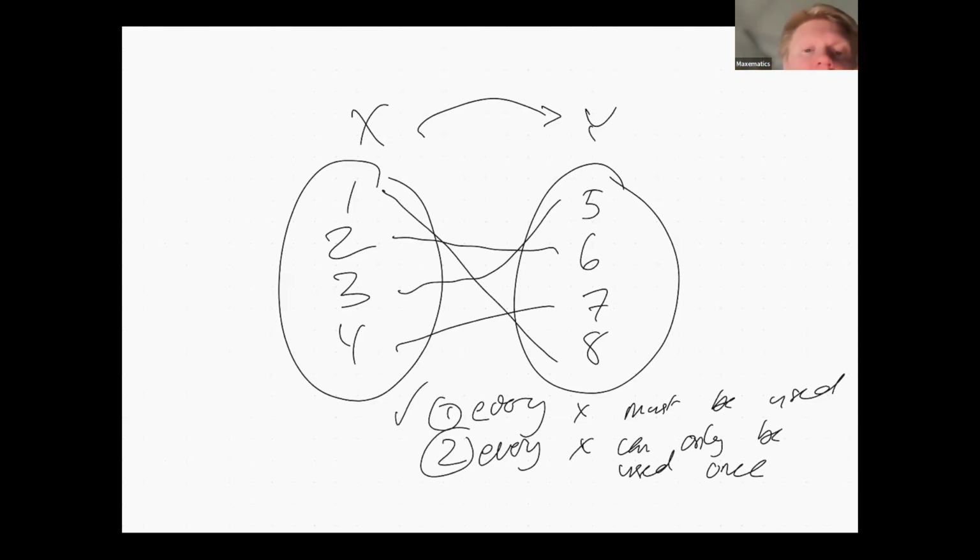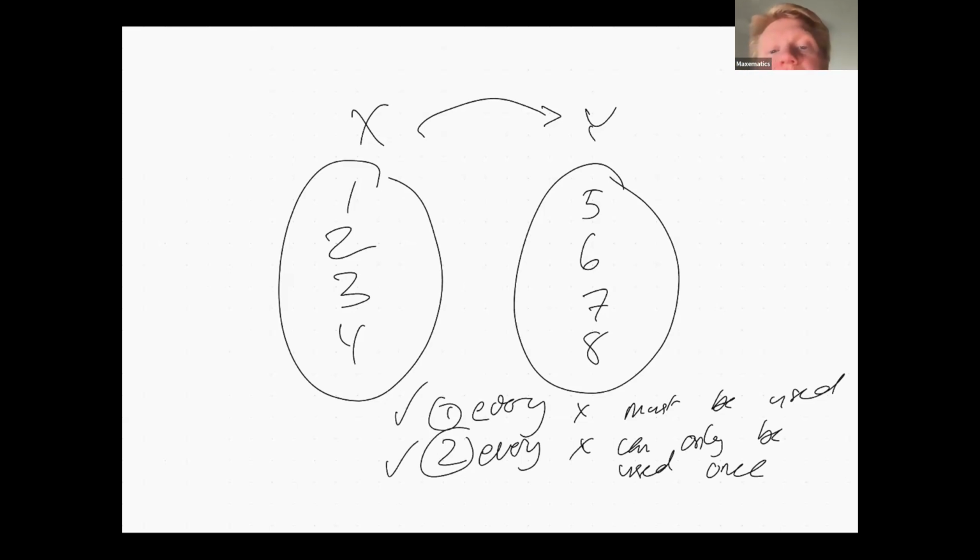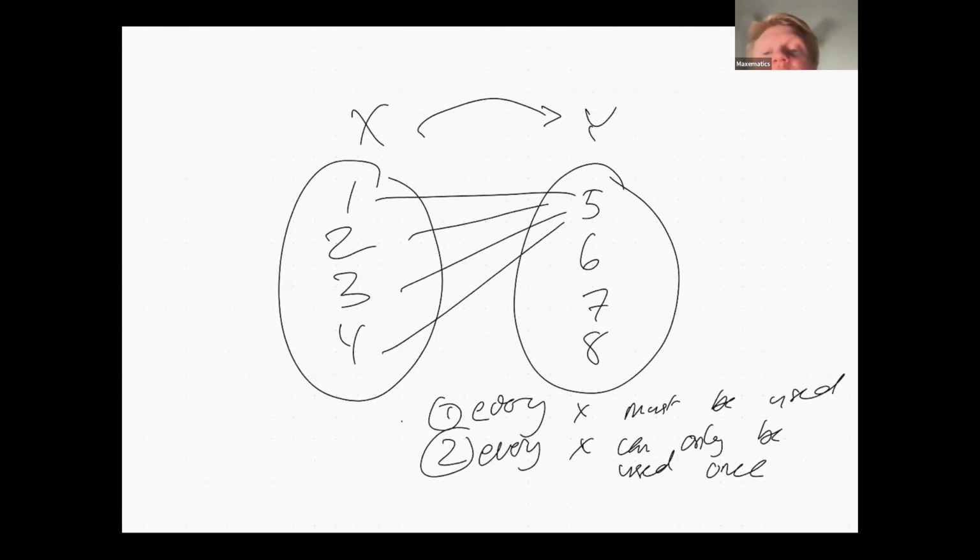Now, another example of something that would be okay would be something like 1 goes to 5, and 2 goes to 5, and 3 goes to 5, and 4 goes to 5. Just to review the rules again, every x was used, and every x was used once. We don't have any rules that run against multiple y's, or y's being used multiple times. So as long as it checks these two rules, we are totally okay.